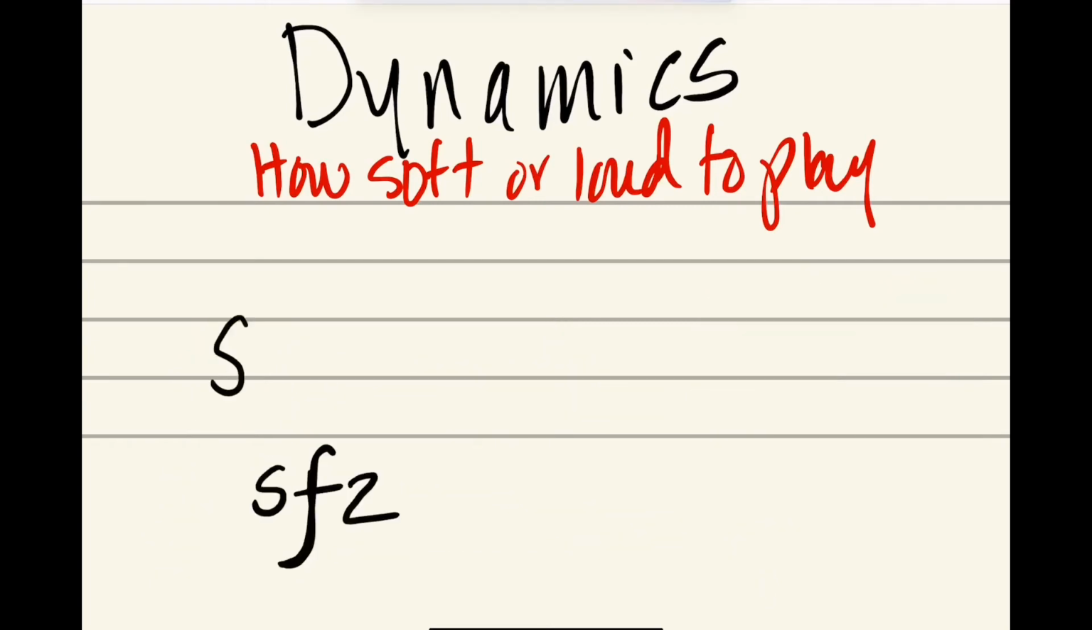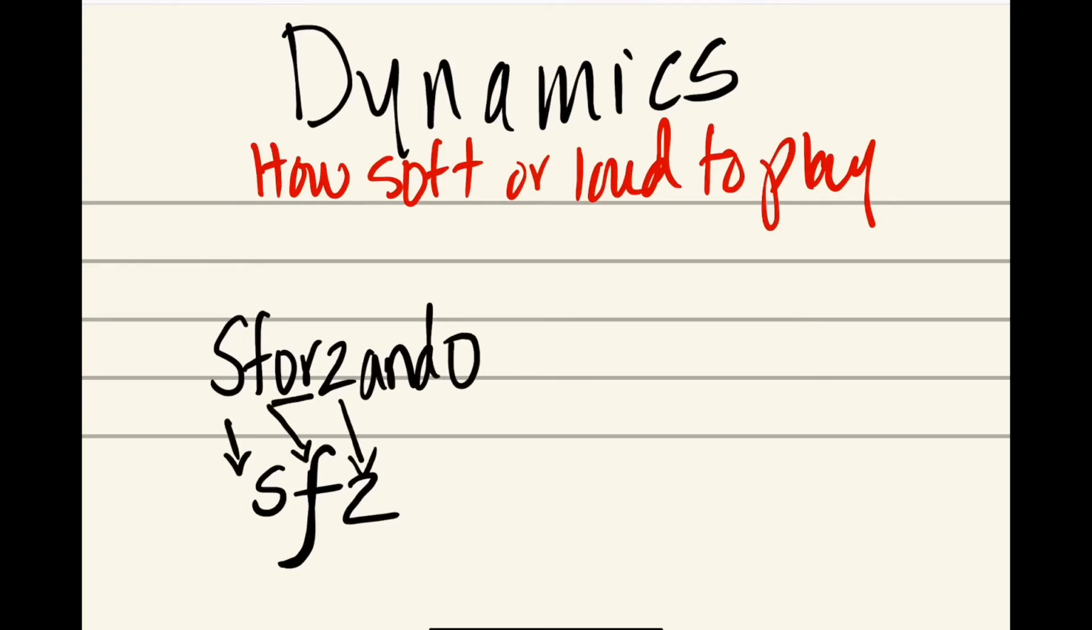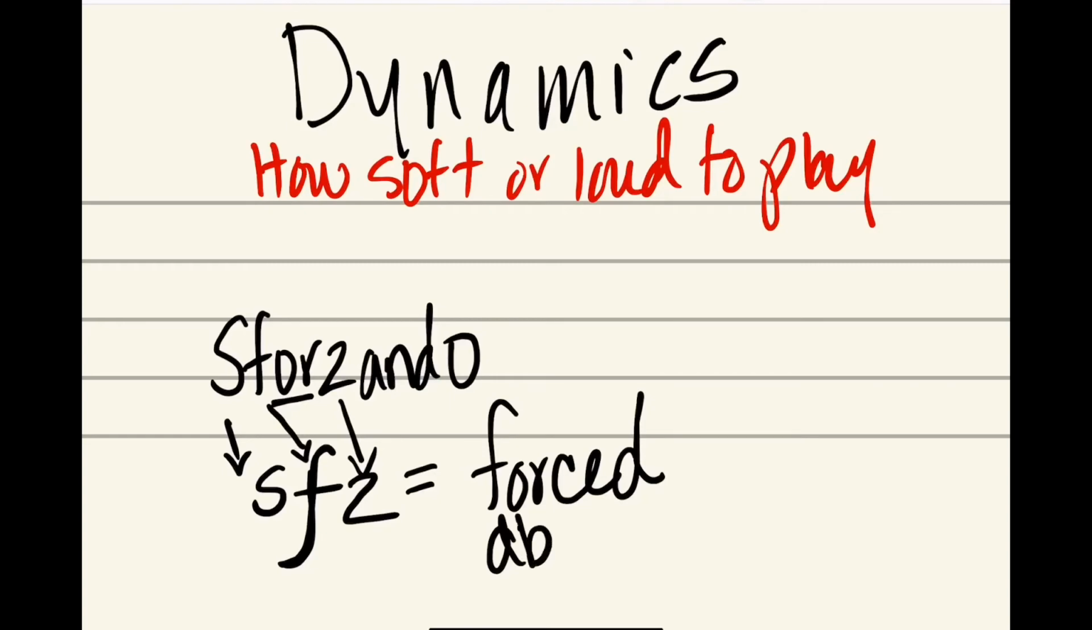If we add an SFZ, that means sforzando. That sforzando means that we're going to force the sound, or somewhat like an accent. Sforzando, and of course the F and the Z, as you can see where the abbreviation comes from. It's a forced or abrupt note. Okay, so you do the note a little bit more aggressive.